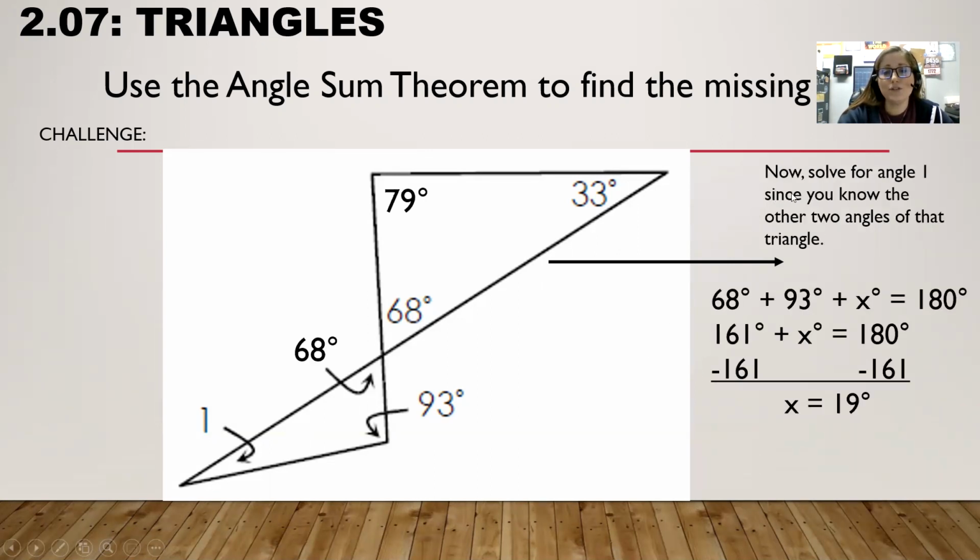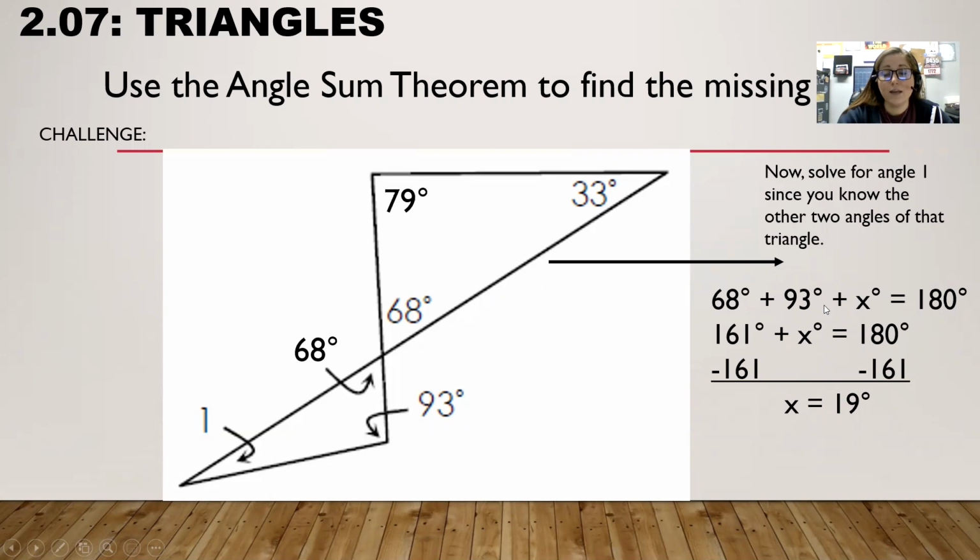The last thing we're going to do is solve for angle 1. We know that the other two measurements are 68 degrees and 93 degrees, so all we have left to do is solve for angle 1. We're going to add these up and set them equal to 180, because this is a separate triangle from the one we did above. It is separate.